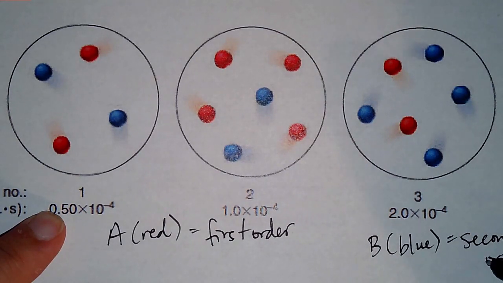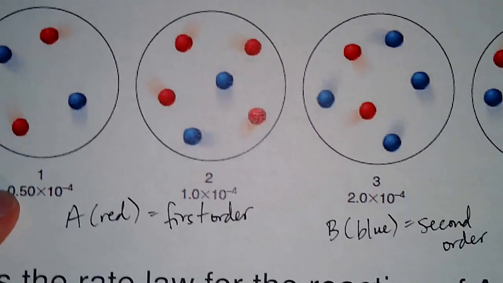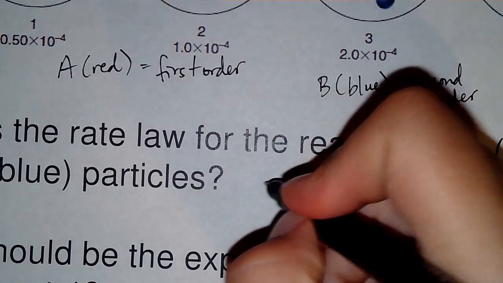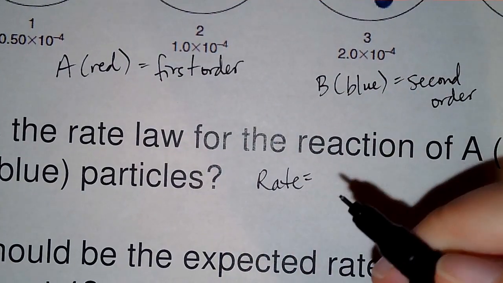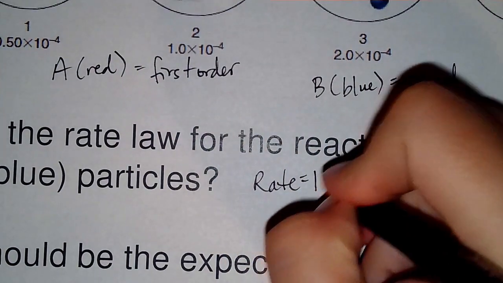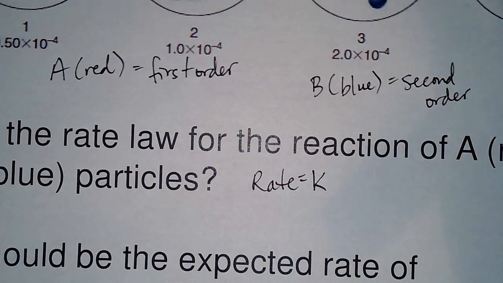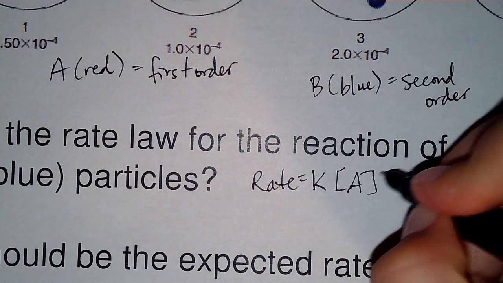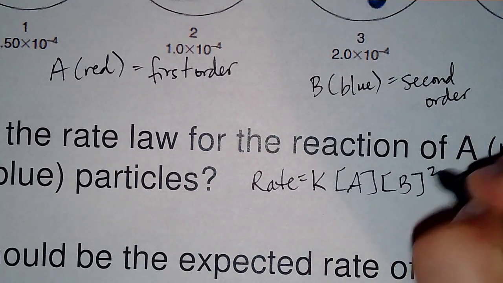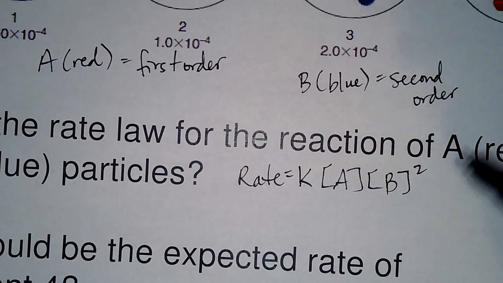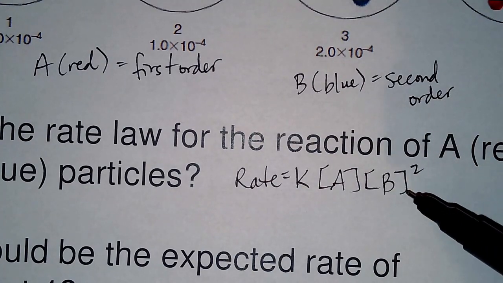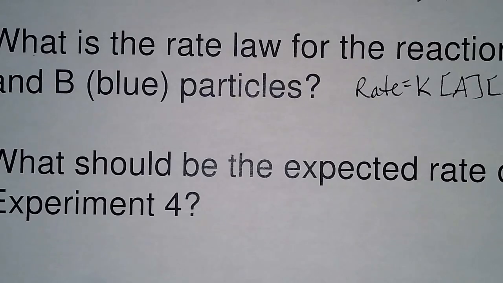So from this we know A is first order, B is second order. So we can write our rate law. We can't calculate K because we don't actually have concentrations, but we can write it as a variable. So A is first order, B is second order. So this would be our rate expression, our rate law expression. So based on this, what should then be the rate of experiment 4?